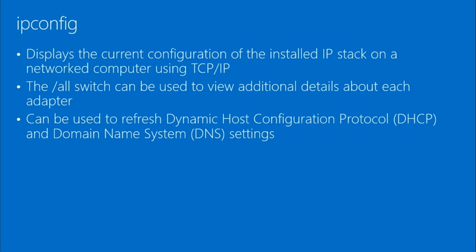ipconfig. ipconfig allows you to view the current configuration of the IP stack on your network device using TCP/IP. This command line utility has switches, one of which is /all, and this switch can be used to view additional details about each adapter. You can view information such as DHCP information, DNS, your IP address, and your subnet mask. You can also use the ipconfig utility to refresh your DHCP and DNS settings.